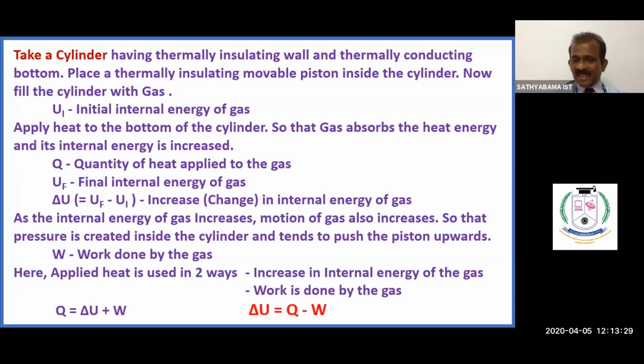As the internal energy of the gas increases, the motion of the gas also increases. So pressure is created inside the cylinder. This pressure tends to push the piston upward. So the volume is increasing and the piston is moving upward. Now we can say work is done by the gas molecules. So that work done is W.